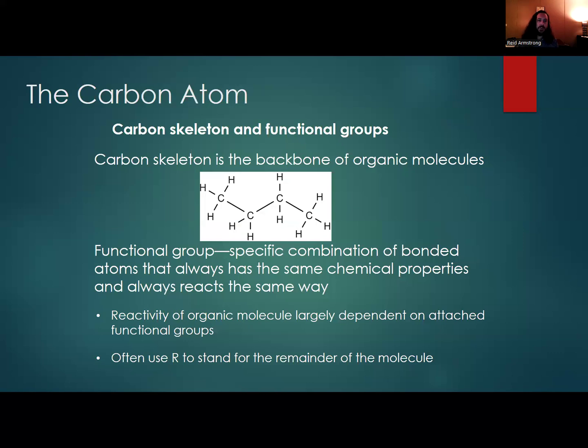The carbon skeleton and functional groups. So carbon skeleton is the backbone of organic molecules, as I've just said. Functional groups are specific combinations of bonded atoms that always have the same chemical properties and always react the same way. Reactivity of organic molecules is largely dependent on attached functional groups. Often use R to stand for the remainder of the molecule. So that sounds a little bit confusing. But basically, if there's a part of a molecule that is always the same, no matter what it's on, it's always going to act the exact same way, you save time by just not writing it. It is an implied existence, and we put R to show that it's there.